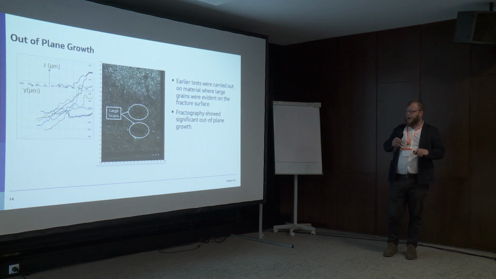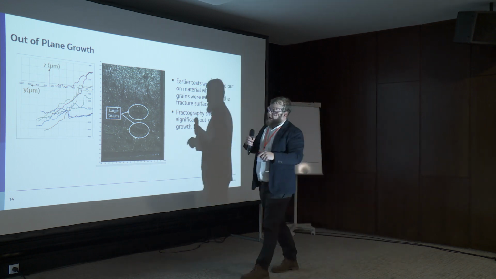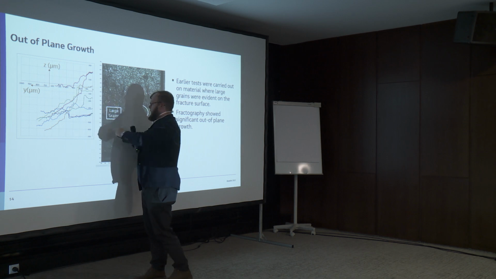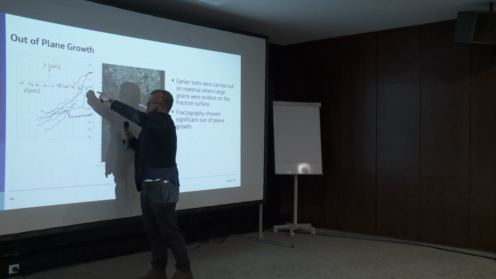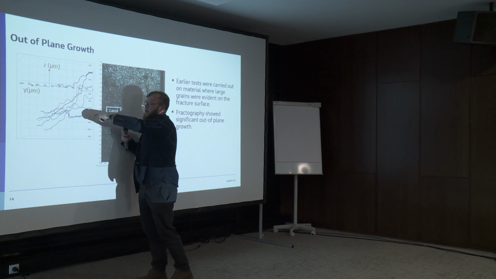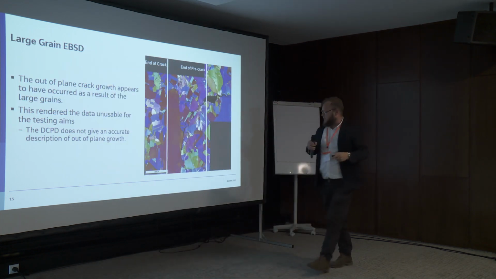As just a short note here on some of the earlier tests that we carried out, we observed very large grains on the fracture surface, and it made the post-test correction of our DCPD data very difficult to use for crack growth rates, because we saw very significant out-of-plane growth. So this is the fracture profile from the end of the pre-crack. I've normalized different points along the fracture surface to the end of the pre-crack, and what we're seeing is 45 degrees, potentially even more, out-of-plane growth.